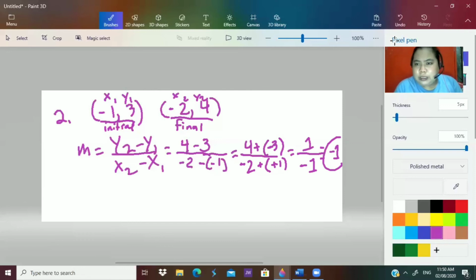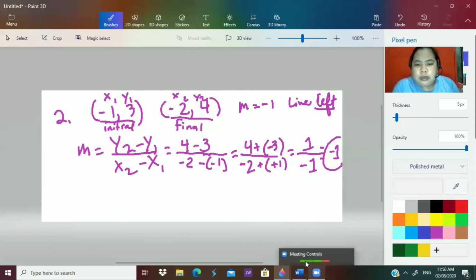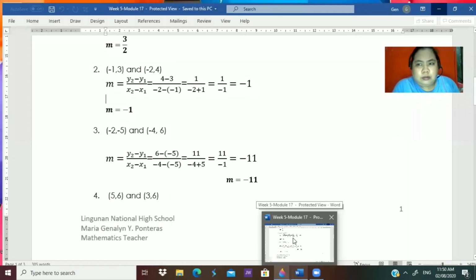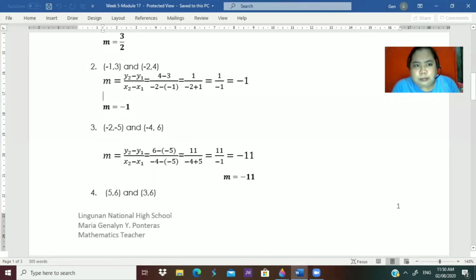So if the slope is negative, the line is going left. Okay, so that's how we apply the formula of slope. Paano kung gawin natin sa number 1 yung rule of subtraction? Paano kung gusto nating i-apply? Parehas lang ba ng answer? Sige, check natin. Parehas ng answer.